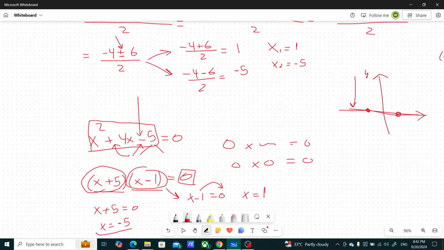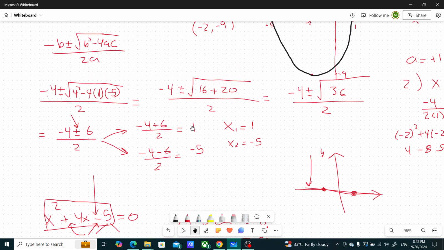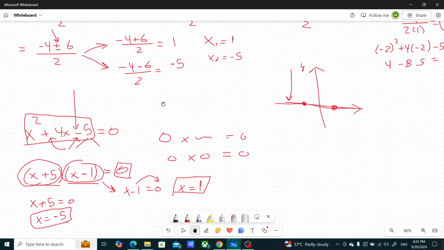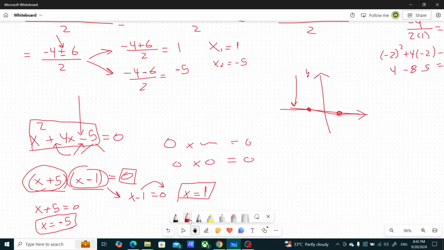So just like you see here, our first x is minus 5 and our second x is 1. And if we look at when we solved using the quadratic formula, this is the exact same answer we get. So this is how to solve using the quadratic formula and factorization.